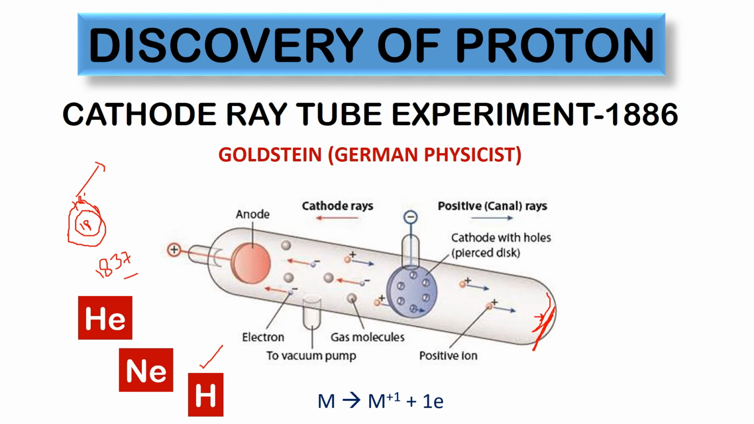So this is how protons were discovered by Goldstein through the cathode ray tube experiment. In the upcoming session, we'll talk about the discovery of another subatomic particle, that is neutrons.